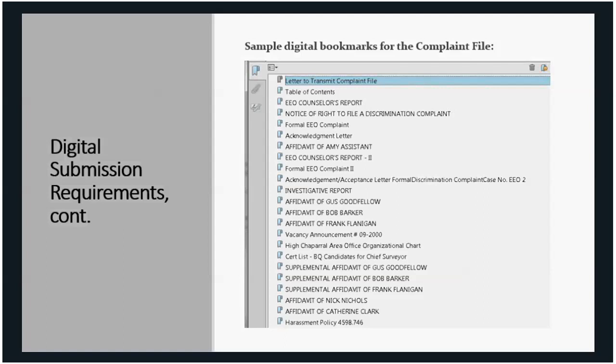This slide provides a sample of digital bookmarks in a complaint file. As you can see, key documents are bookmarked, such as the EEOC counselor report, the notice of right to file, the ROI, and affidavits. When you click on each of these bookmarks, it'll take you directly to the document in the file, which is what we're looking for.